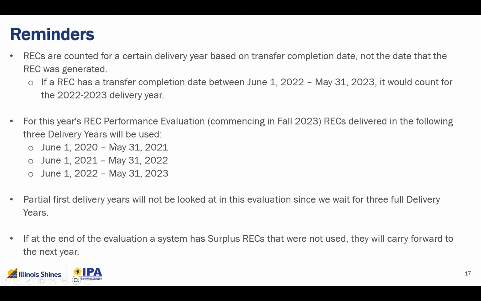So we will do June 1st, 2020 through May 31st, 2021, June 1st, 2021 through May 31st, 2022, June 1st, 2022 through May 31st, 2023. A question we get a lot is about that first partial delivery year. Those actually don't get looked at in this evaluation since we wait for there to be 3 full delivery years. If at the end of the evaluation, a system has surplus RECs that were not used, they carry forward to the next year.